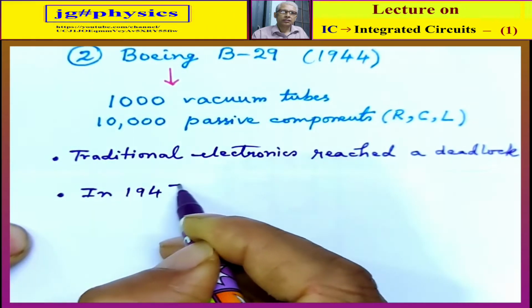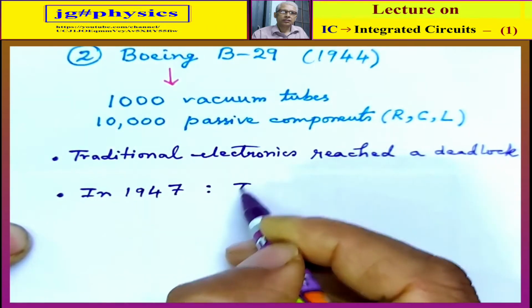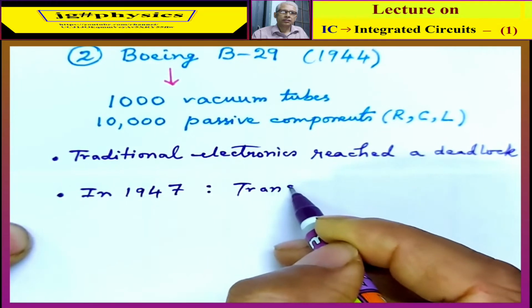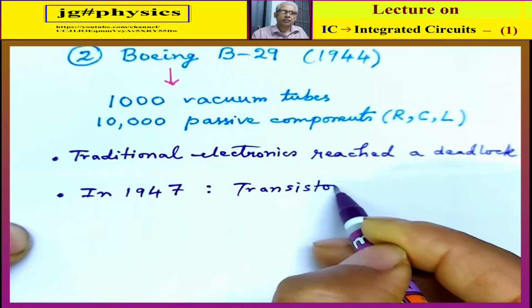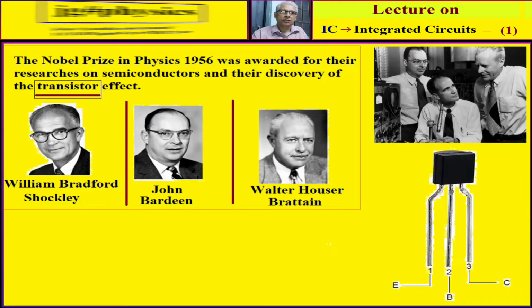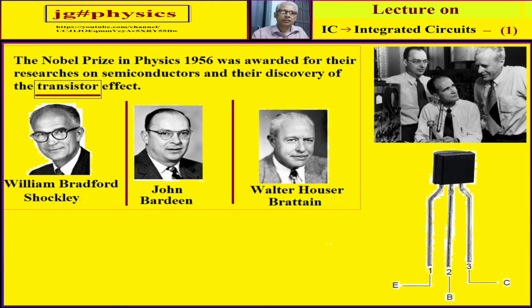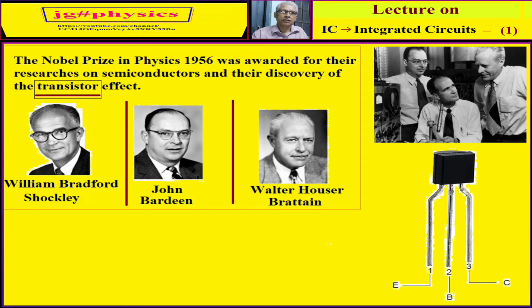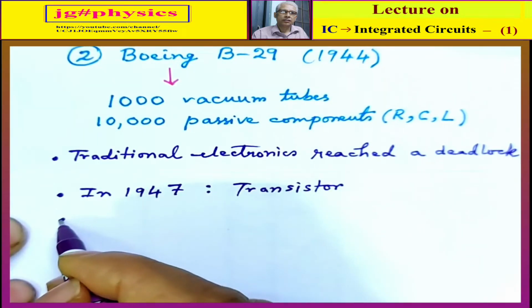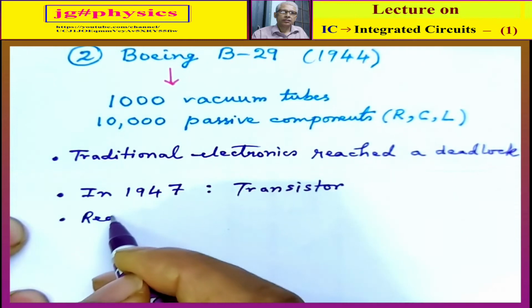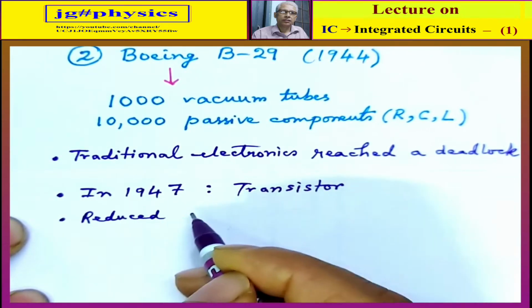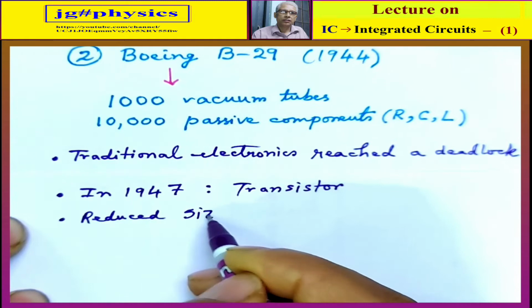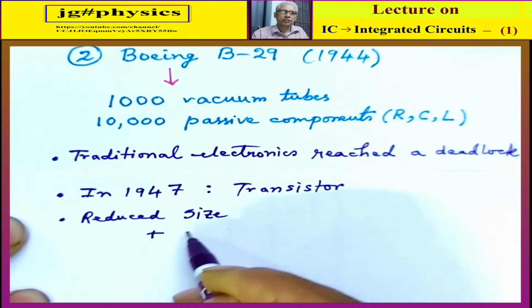In 1947, the transistor was discovered by American physicists Bardeen and Brattain while working under the famous Shockley at Bell Lab. This reduced the size of components and power consumption.